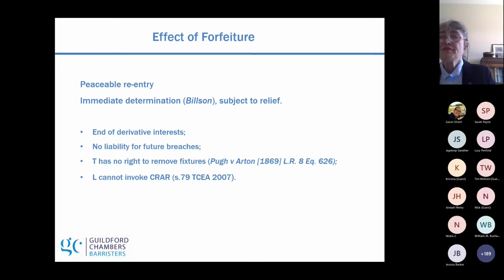As for the effect of forfeiture, well, on peaceable re-entry, there will be an immediate termination of the lease, subject though to any application for relief. Derivative interests also terminate, as does all liability, whether of the tenants, assignors, guarantors, whatever, in respect of future breaches. The tenant's fixtures will revert to the landlord on a peaceable re-entry, and the tenant has no right to remove them. And finally, the landlord cannot use CRAR, and that includes for rent accrued prior to the forfeiture.